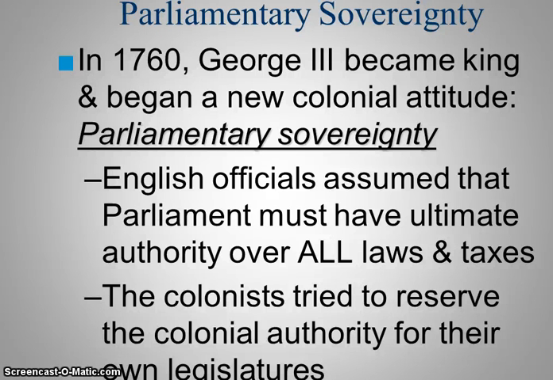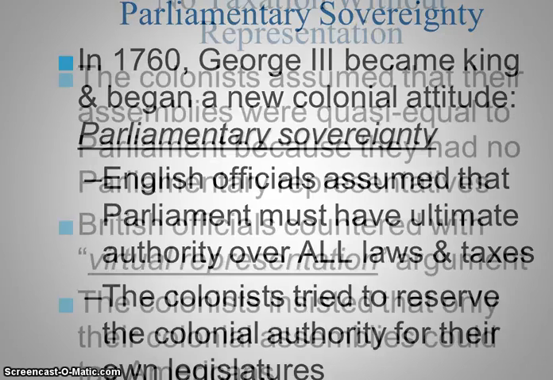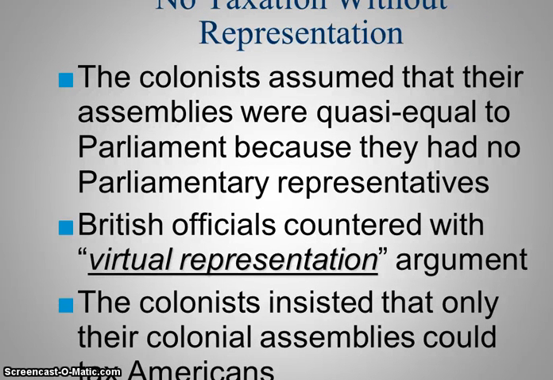George III becomes king in 1760, and he begins a new colonial attitude called Parliamentary Sovereignty, where English officials assume that Parliament must have ultimate authority over all laws and taxes. The colonists attempted to reserve colonial authority for their own legislatures and maintain some autonomy and self-government. The colonists assumed that their assemblies were quasi-equal to Parliament because they had no parliamentary representatives. That was a mistake on their part because Britain never said that they were.